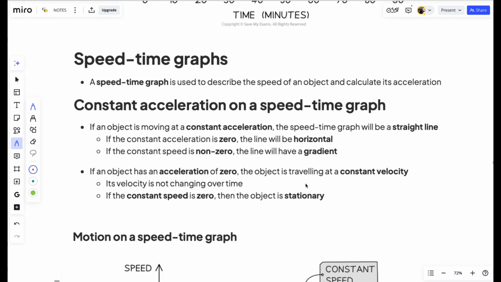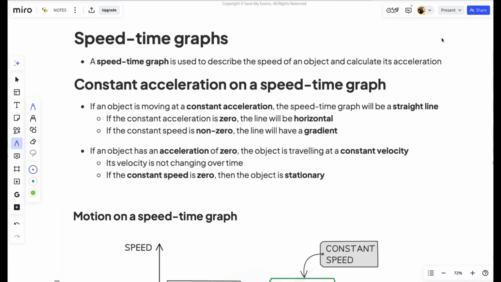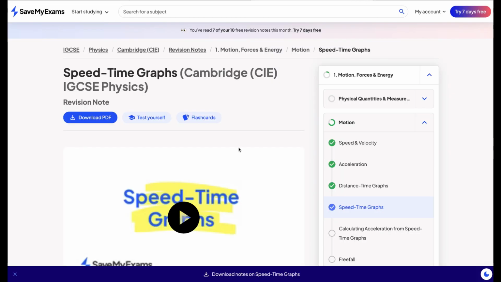Now to do the speed-time graph, we have to listen to the tutorial. Okay, we listen to the tutorial before we continue our speed-time graph. Okay, so you are welcome here.